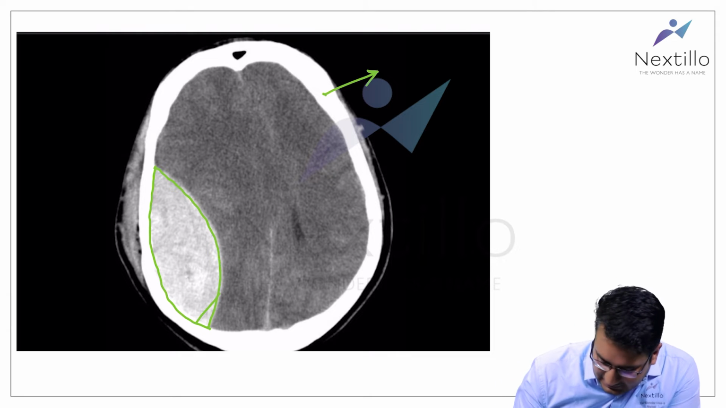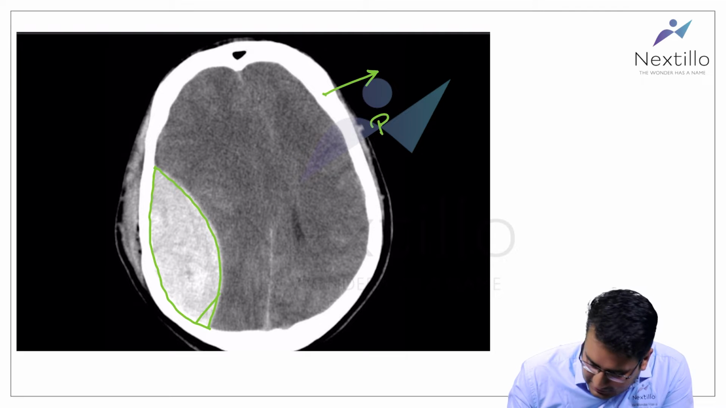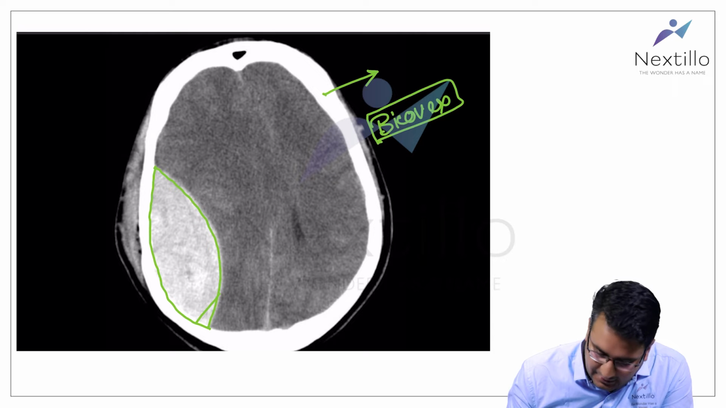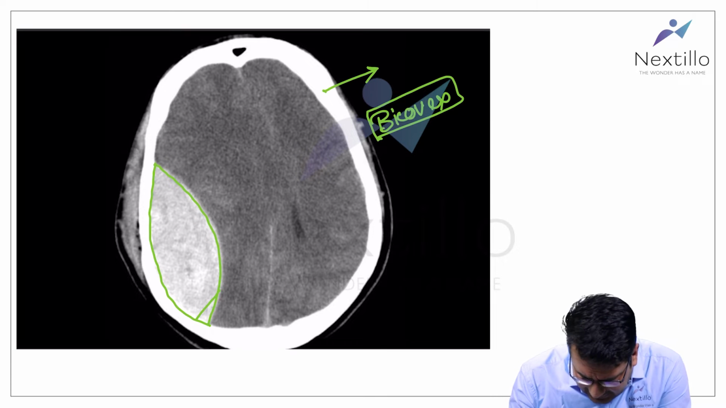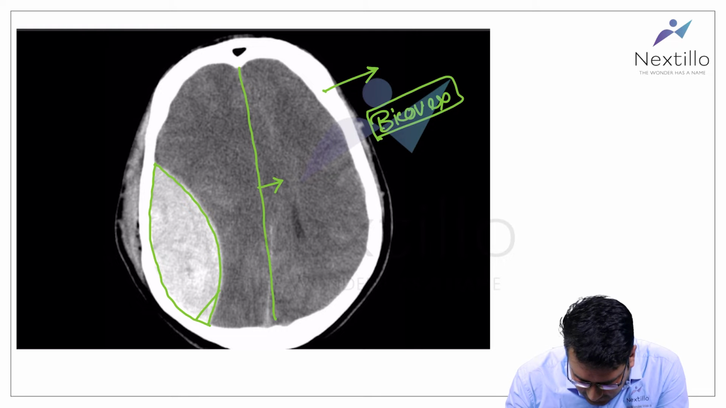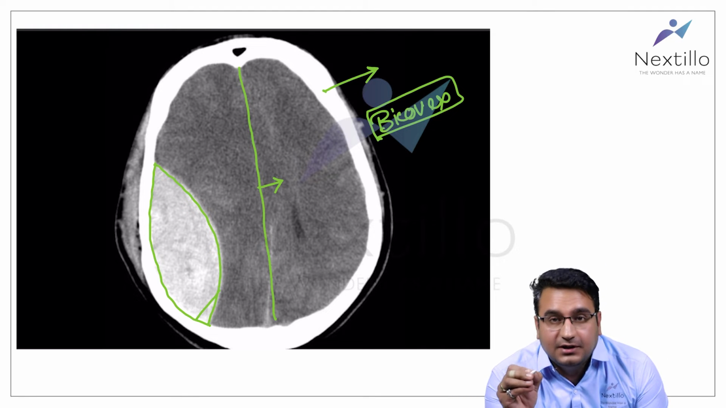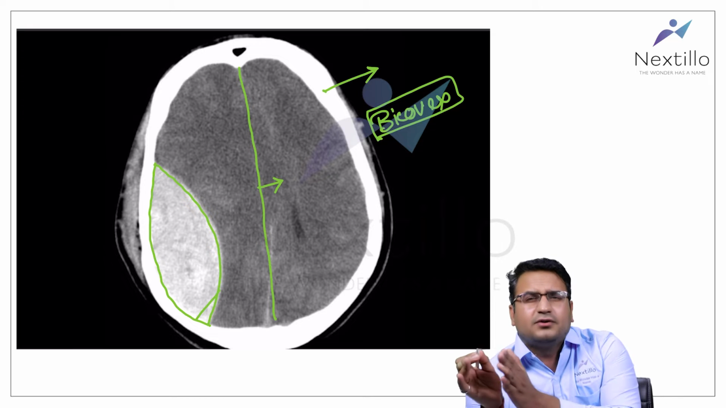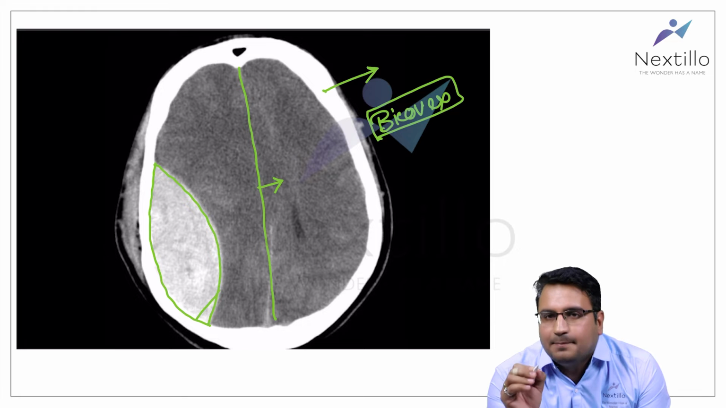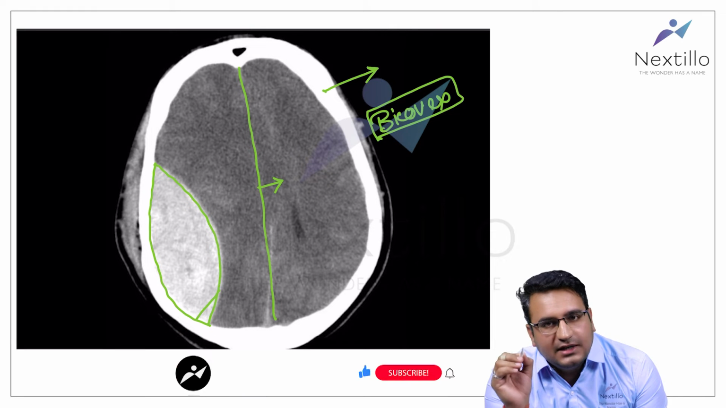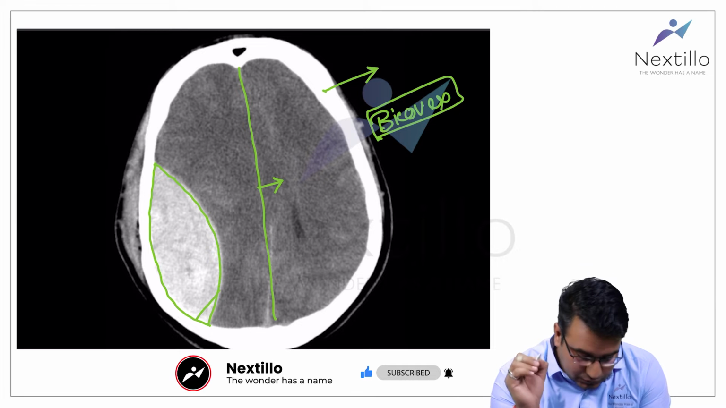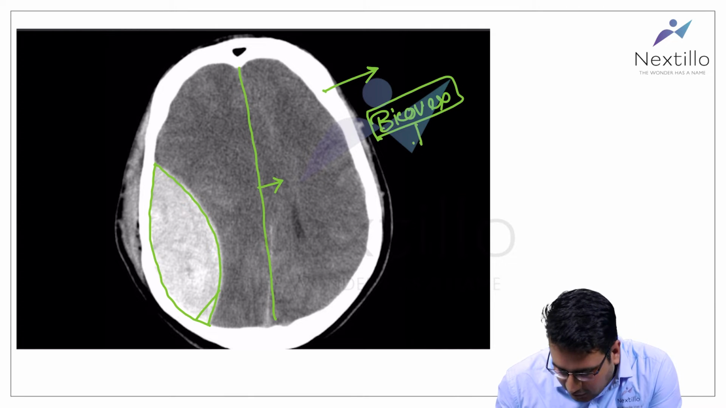Now, what is this? First of all, the most important thing is the shape: biconvex. Biconvex shape with mass effect, as it's leading to midline shift. The midline is shifted away from it, so it's an extra-axial collection which is shifting the whole brain towards the opposite side. It's hyperdense. In CT, we use the word hyperdense for white, and for the black part we use the word hypodense. So don't get confused with it. The first part is that it's biconvex in shape.